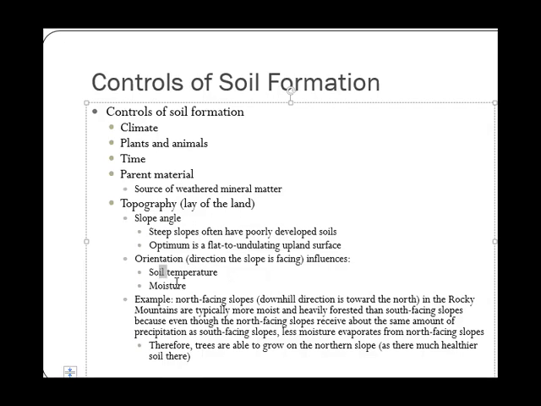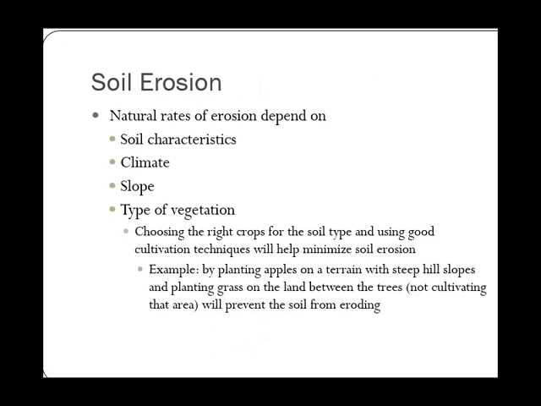Orientation is also relevant. Temperature, moisture, these are all things that we discussed that are relevant. North-facing slopes, for example, and this is just one example, are more likely to be moist and heavily forested than south-facing slopes for a very simple reason. The sun is in the southern sky, at least in the northern hemisphere in the United States, and so therefore, if the sun beats down, it's going to evaporate more of the water. Whereas on the north-facing slopes, where the sun is not beating down as much, the water doesn't evaporate as much. If the water doesn't evaporate as much, it's more able to affect weathering and the development of soil in general.